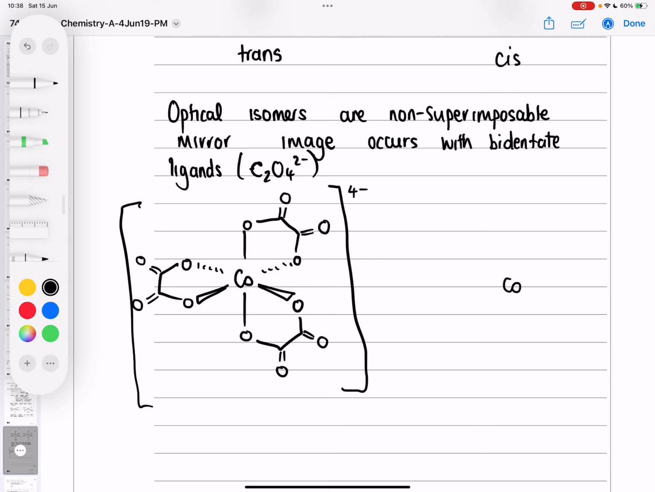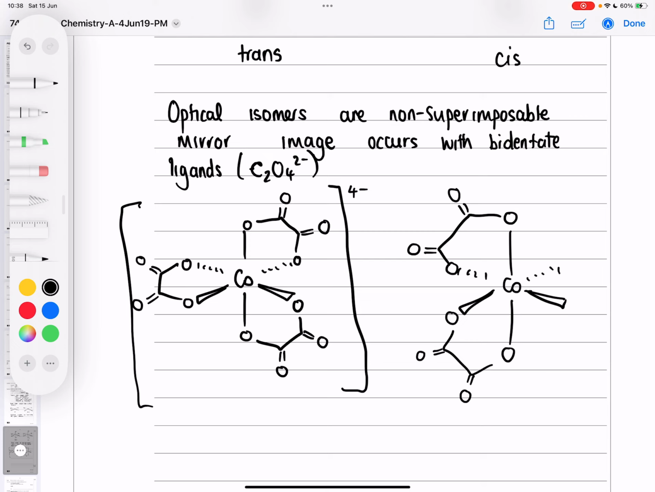I've drawn one. Now I have to draw the mirror image of it. So when I drew that first one, I started at the top and I went round this complex clockwise. So I'm just going to repeat but go anti-clockwise. So from the top to the left rather than the right, and then from the bottom, sort of the left to the bottom, and then round a little bit at the right hand side. This would be the mirror image. Put the whole thing in a square bracket and put 4-.